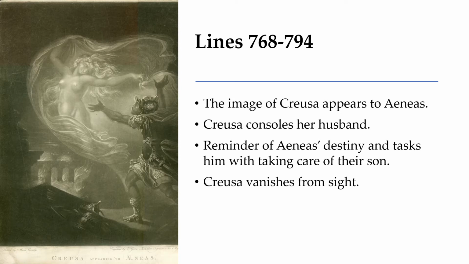Shortly after, in lines 768 to 794, the spectral image of Creusa appears to Aeneas in his panic. Although an imago, a ghost, Creusa consoles her husband in his grief, assuring him that she will now never become a captive of the Greeks. She reminds Aeneas of his heavenly determined destiny, and tasks him with taking care of their son Aeneas. The ghost of Creusa then vanishes from Aeneas' sight, leaving him bereft.